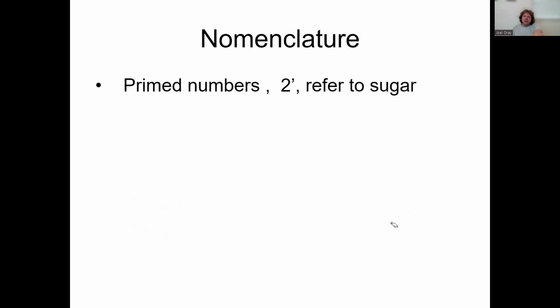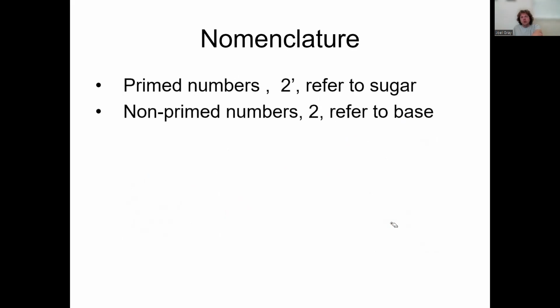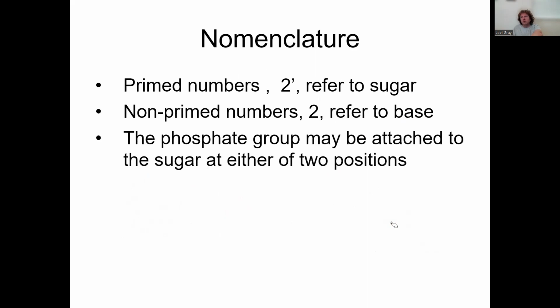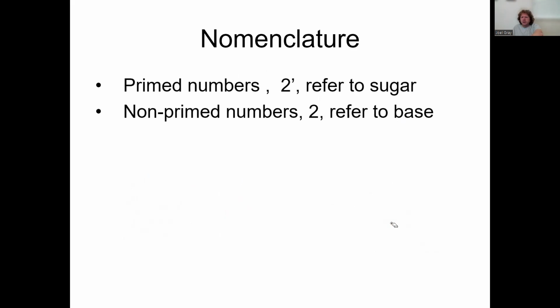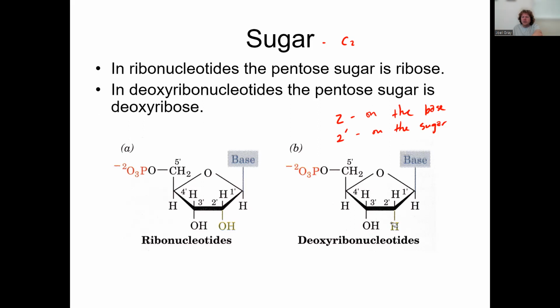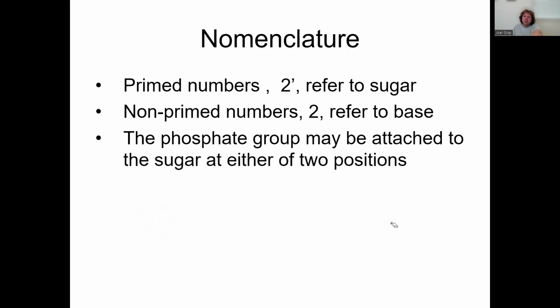Now, on to nomenclature. Like I was saying, the prime numbers refer to the position on the sugar. The non-prime numbers refer to the position on the base, and the phosphate group may be attached to the sugar at either of two positions. Okay. The phosphate group here that we looked at is in the 5' position. So that's one of the positions. The other position would be at the 3' position.